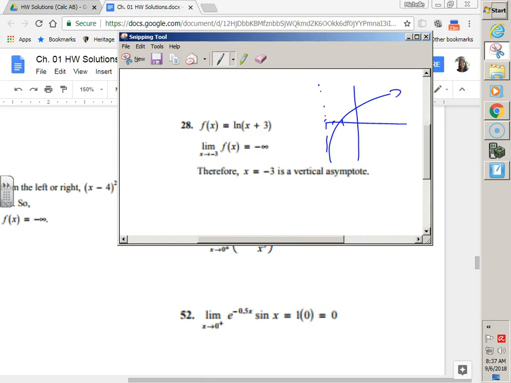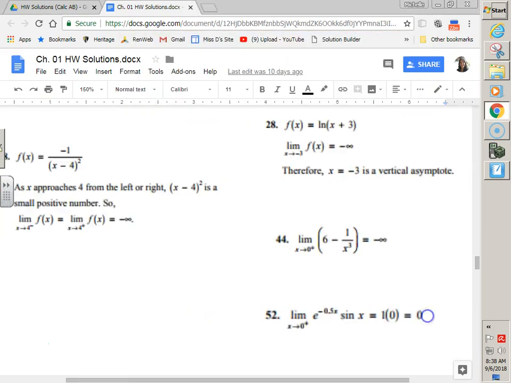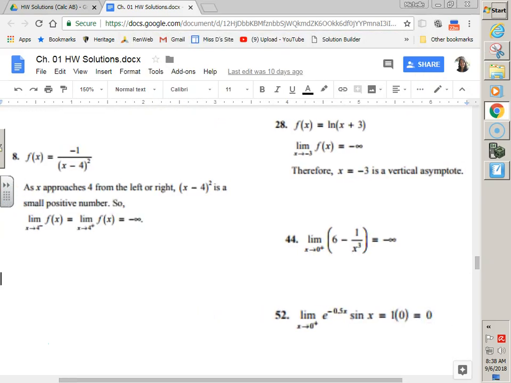Or, didn't we talk about domain? And doesn't domain always have to be greater than 0? So you could have gotten greater than negative 3. And if you knew the graph of ln, what's stopping it? A vertical asymptote. So guys, you got to get those basic graphs down. They help, they help, they help.